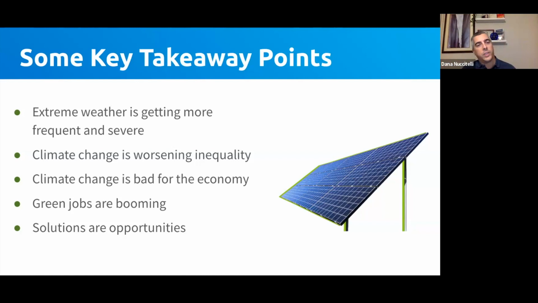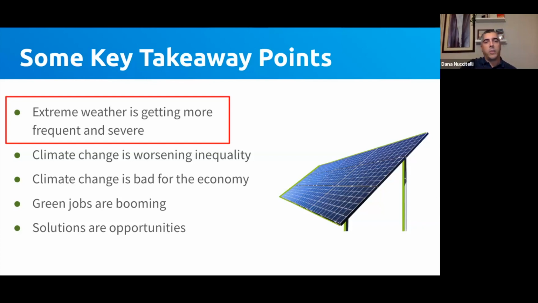The good news is that green jobs are booming as we transition to those clean technologies that we saw in the last slides. And so those solutions that we're deploying are great opportunities to not only reduce climate pollution, but also create more jobs and nice financial and economic benefits as well.